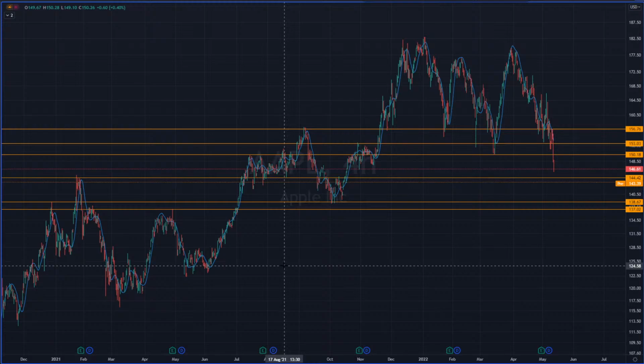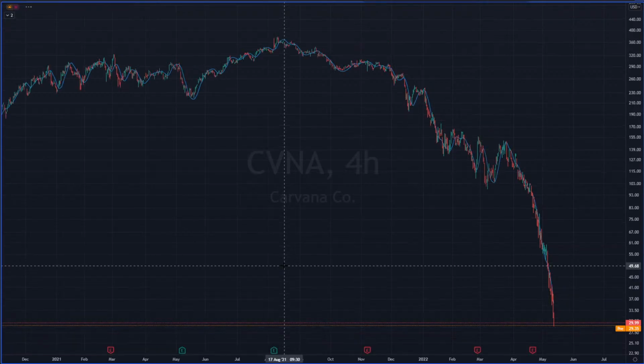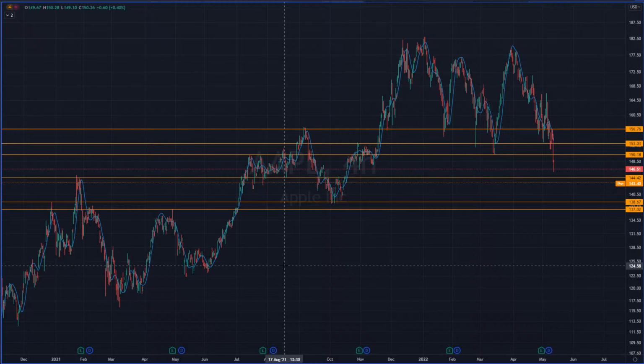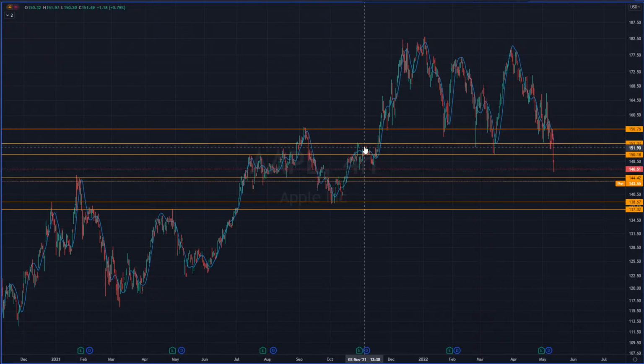Not that I want to get into the weeds, but if you look at some of the other stocks, look at Carvana, that was one of the early ones to sell off, and it sold off deep. Getting back to Apple, we had that support at 150. We also had a key level at about 153, and another one up here at about 156, 157. Those levels are also important for what we're going to be talking about in this video today.